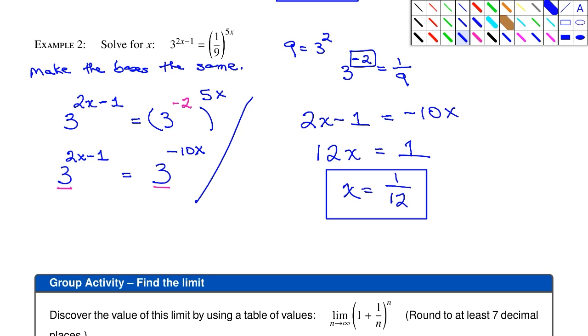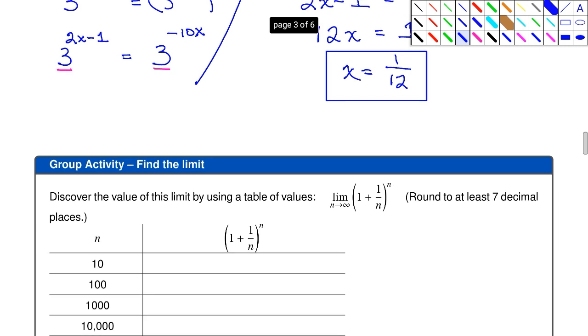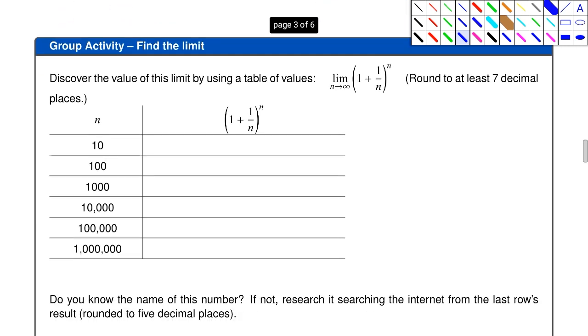All right, go ahead and work the group activity. If you have some partners that you can work with, feel free to do that. Or if you want to go at it alone, since it's on video, you're welcome to do that. What you're basically doing is you're trying to figure out what value this limit is. And why is this limit so interesting?